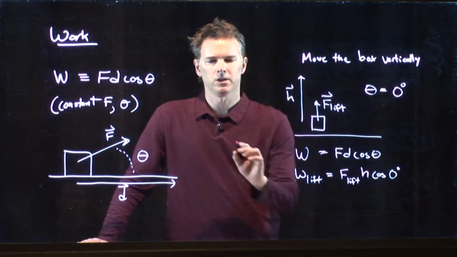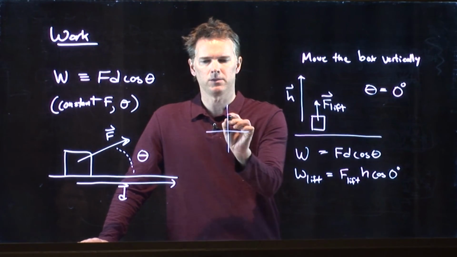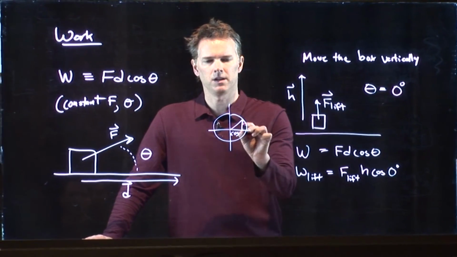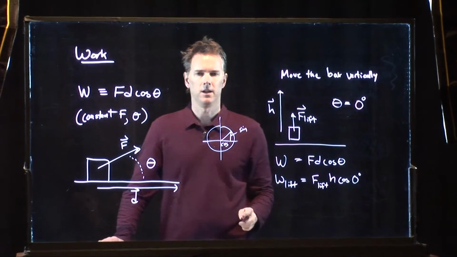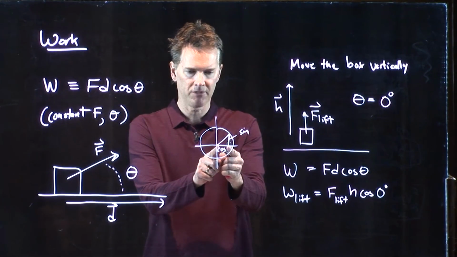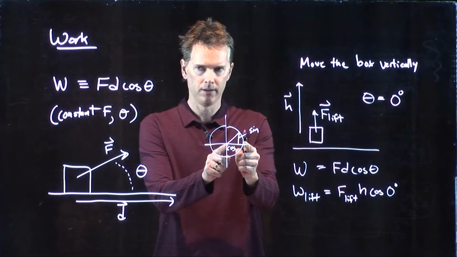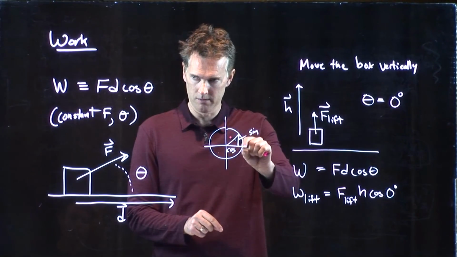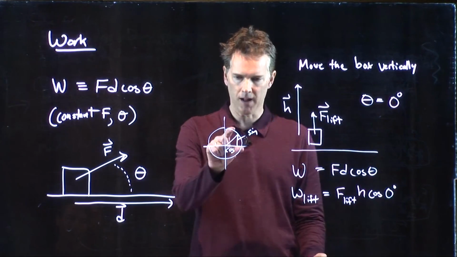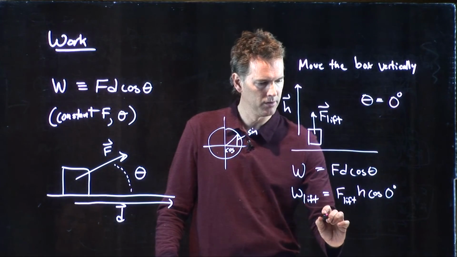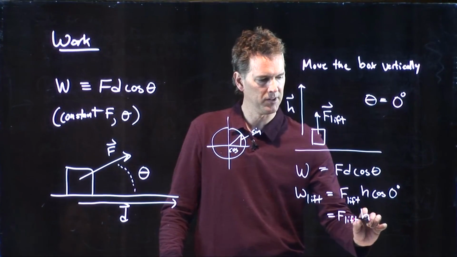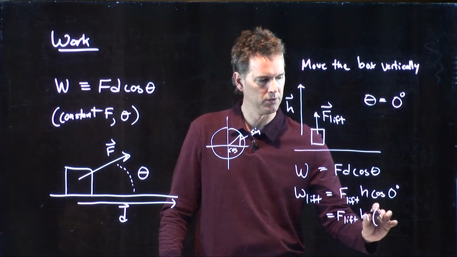So how do we remember what cosine of 0 degrees is? We go back to our unit circle. Here's our triangle. This side is cosine, this is sine. And so as I rotate this thing down to the horizontal axis, the bottom side of this triangle gets bigger, the sine goes to 0. So cosine of 0 is actually 1. Sine of 0 is, of course, 0. And so we get F lift times h times cosine of 0, which is 1.